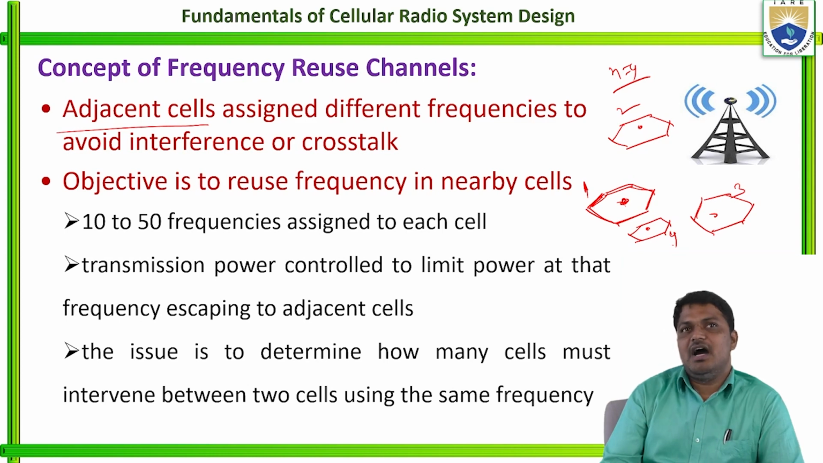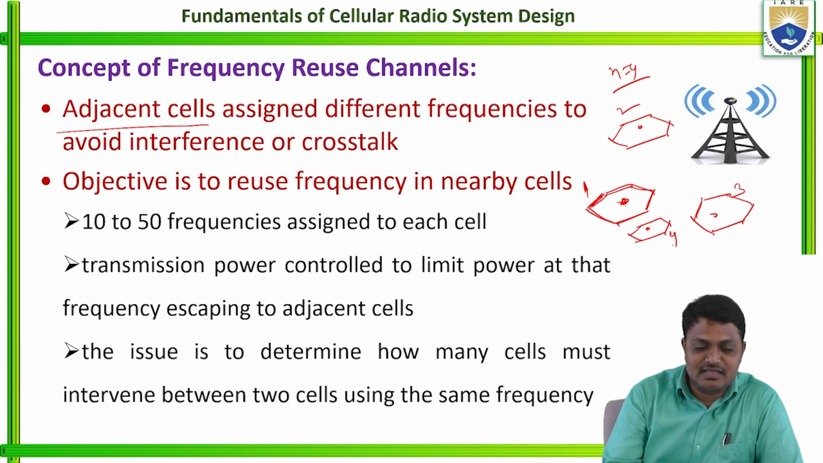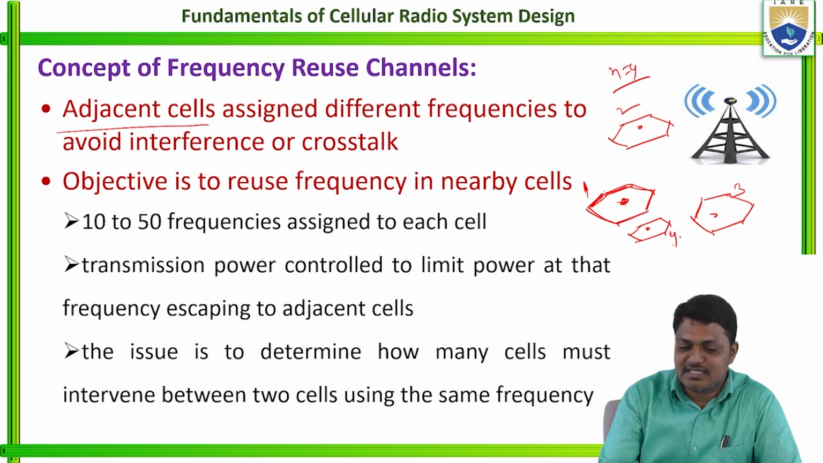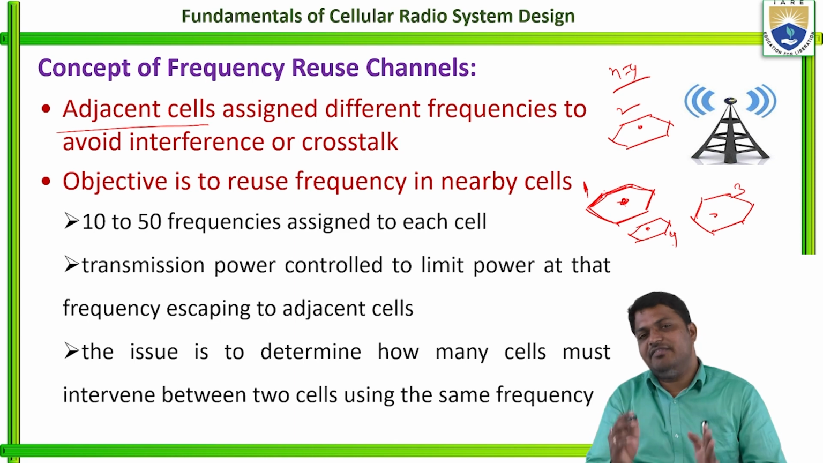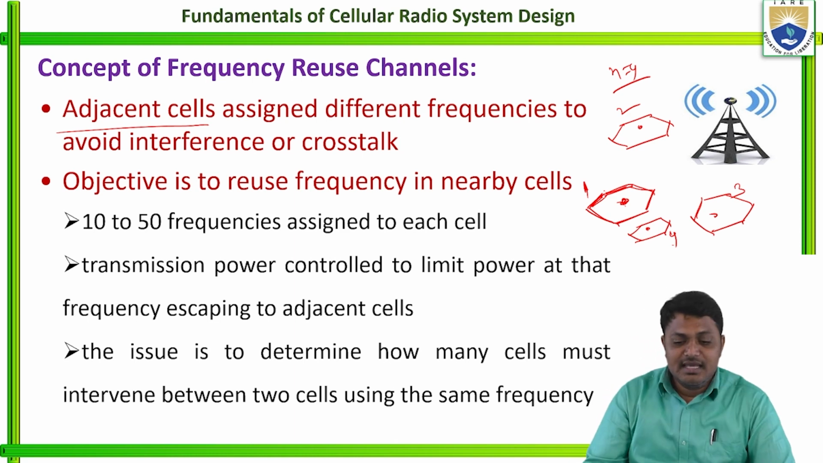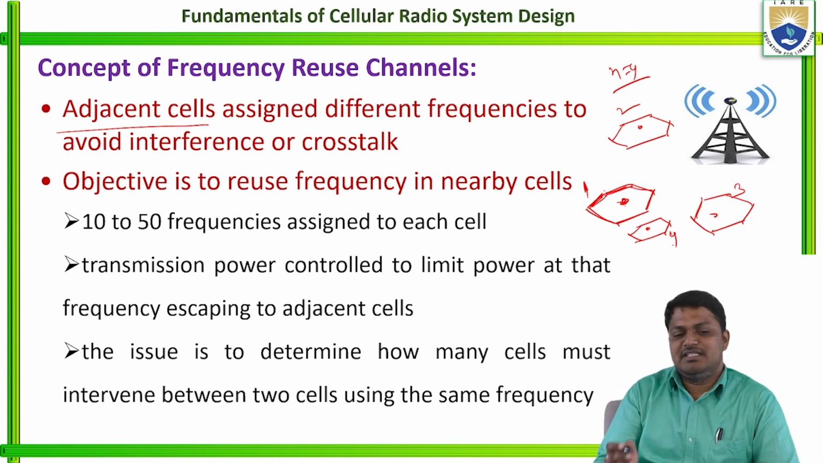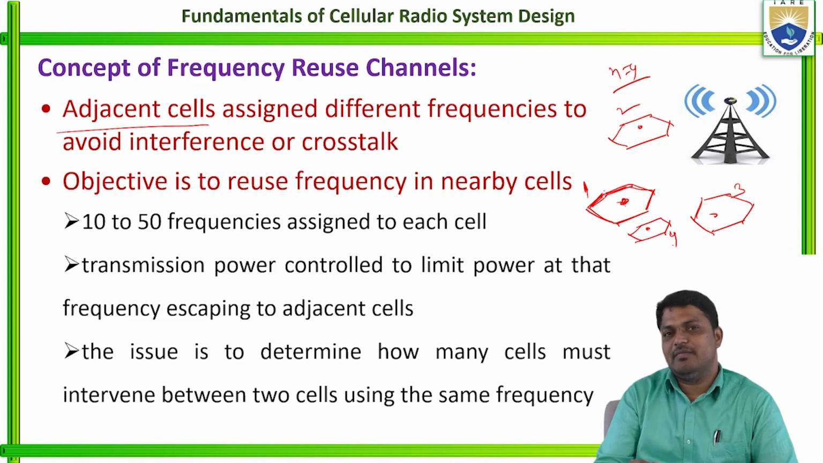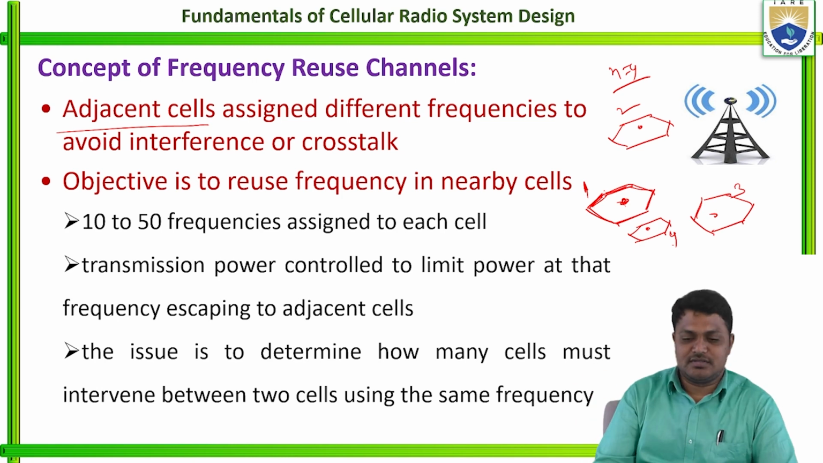In the concept of frequency reuse, these 4 cells use the same frequency band. Then the user is automatically connected to the nearby cell channel or nearby base station, so the interference is automatically reduced. This is the concept of frequency reuse. The objective is to reuse the frequency in nearby cells.